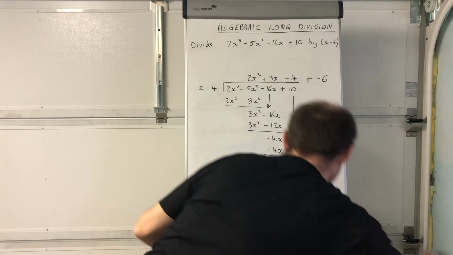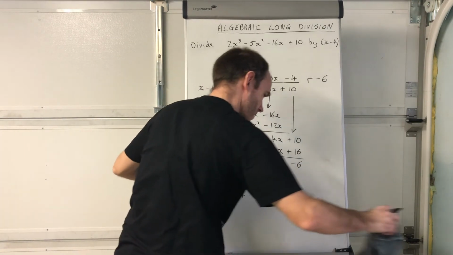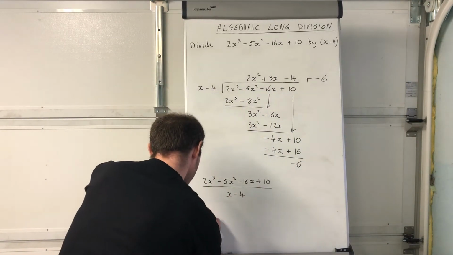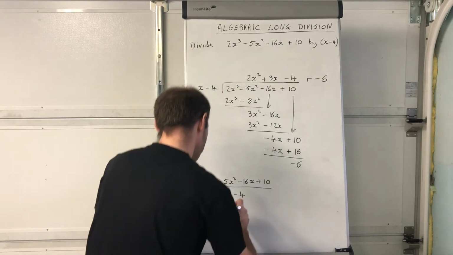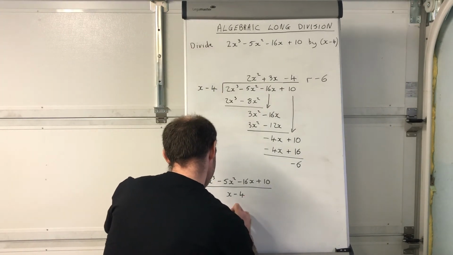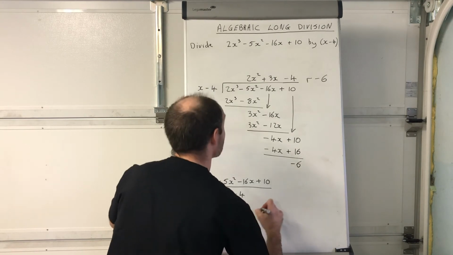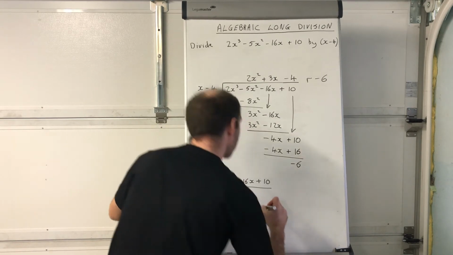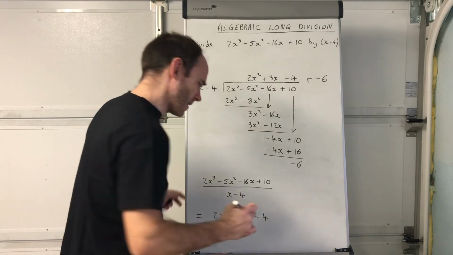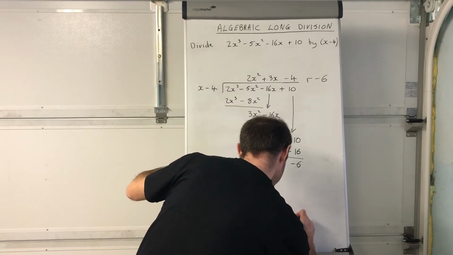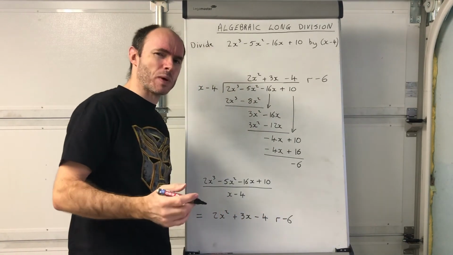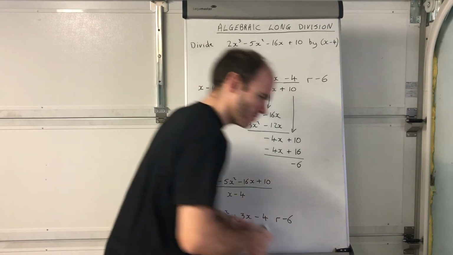So rather than get to the end and try and squeeze it on, I'm going to write the answer underneath. Okay, hope you don't mind. So the answer is 2x squared plus 3x minus 4, remainder negative 6. You can put remainder negative 6, but I'm going to show you a better way of writing that.